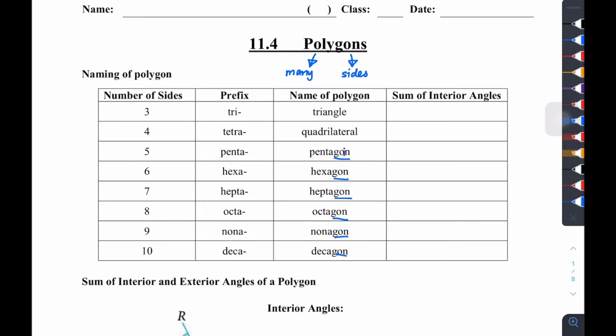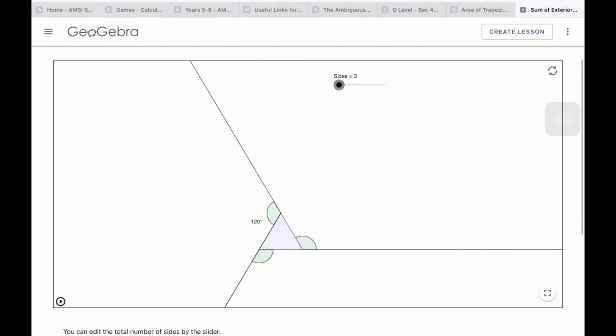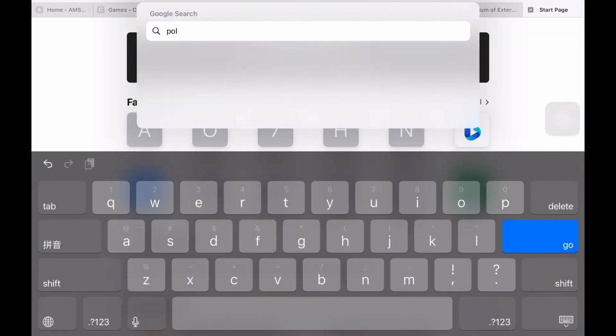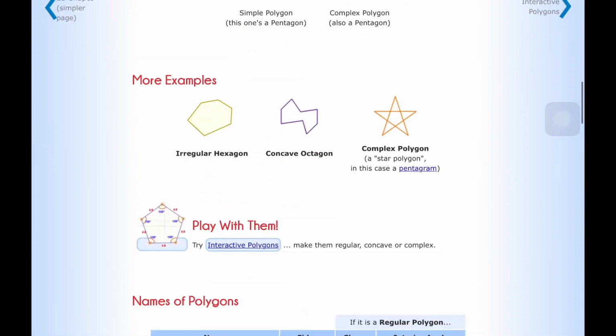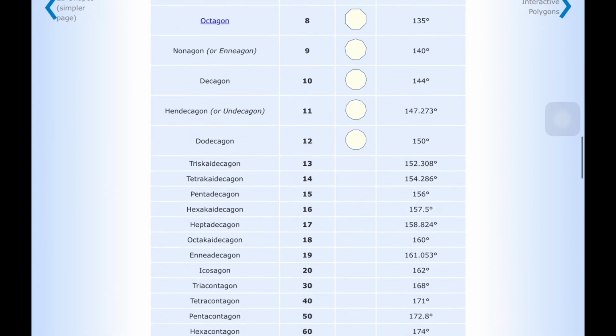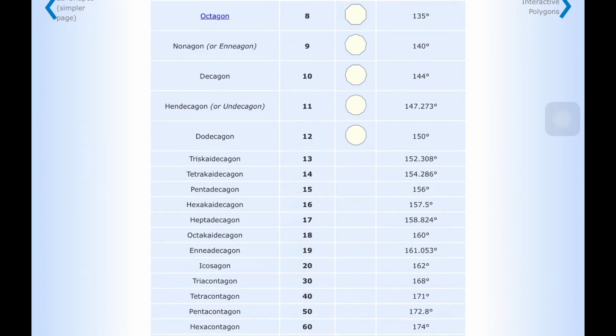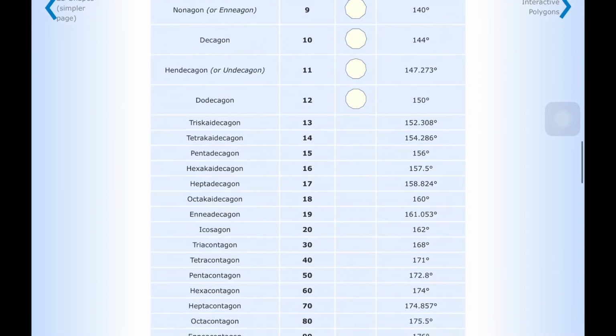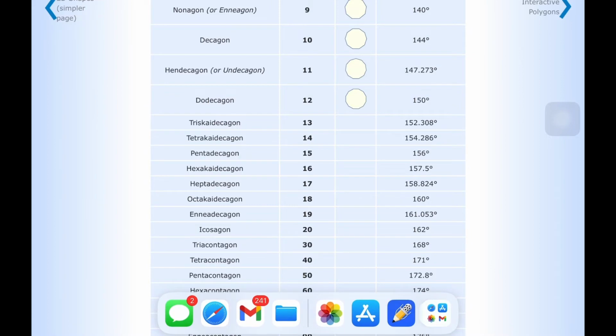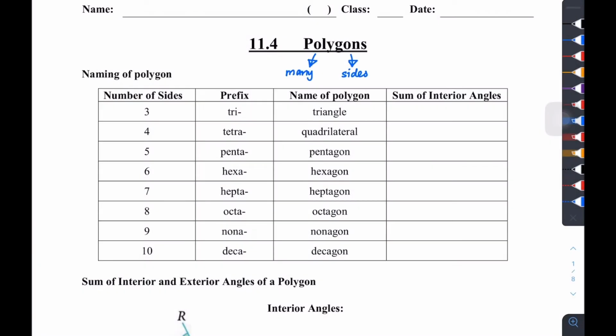So for the namings, we need to know the names for at least until 10 sides. Obviously there are shapes with more than 10 sides, and you can see that there are even wacky names. For example, 11 is called hendecagon, 12 is called dodecagon, 15 is called pentadecagon, 16 interestingly called hexakidecagon, and so on and so forth. It's going to be confusing to remember so many. For now, we just need to focus all the way to 10 in terms of the naming.